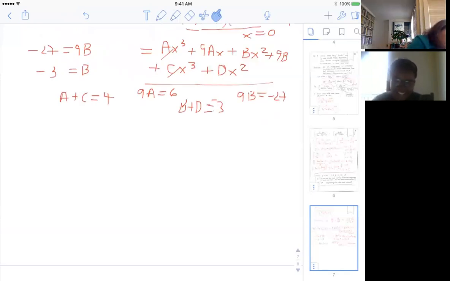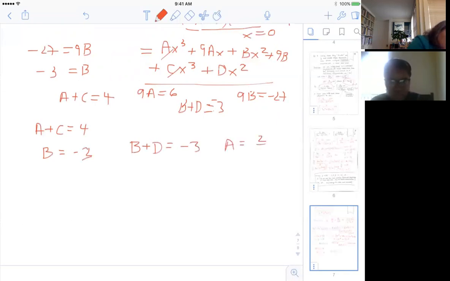Okay, so what we got is this. a plus c is 4. We know that b is minus 3. We know that b plus d is minus 3. And we know that a is 2/3 because I divided that one by 9. So now, if I can find d, because b was minus 3, well, if b was minus 3, what's that tell me about d?